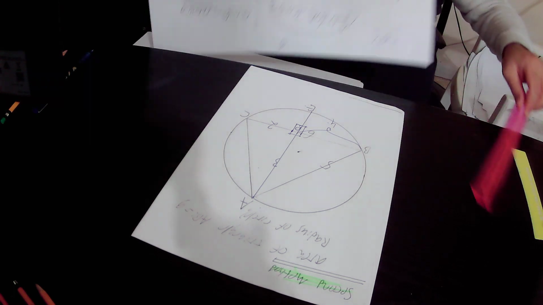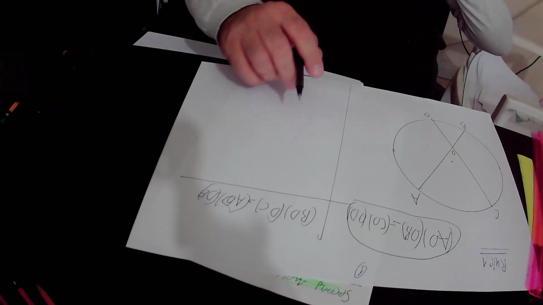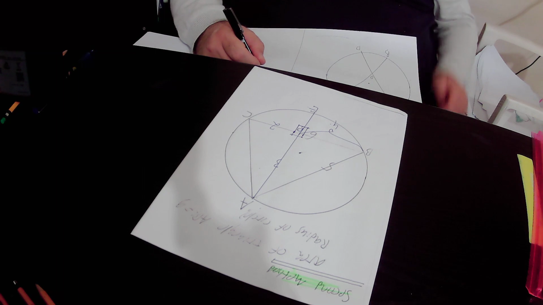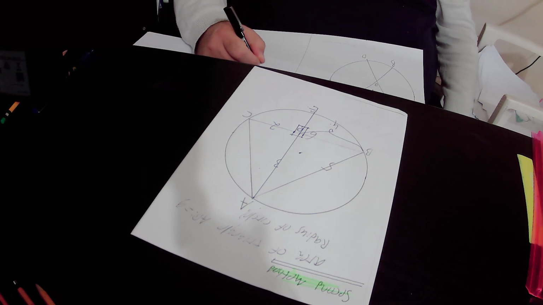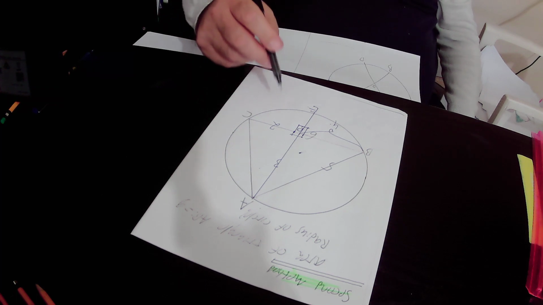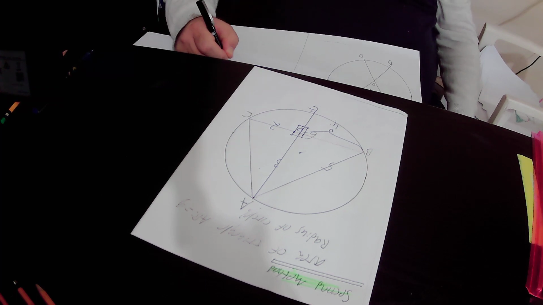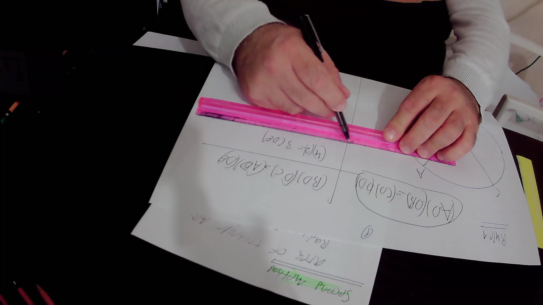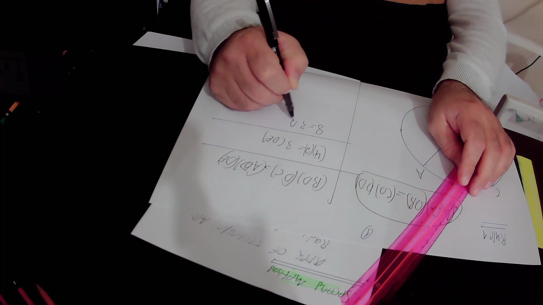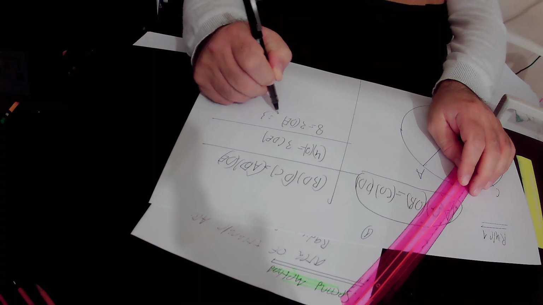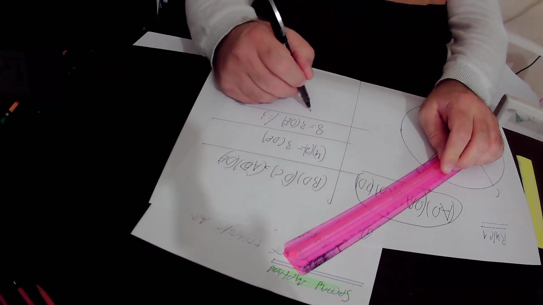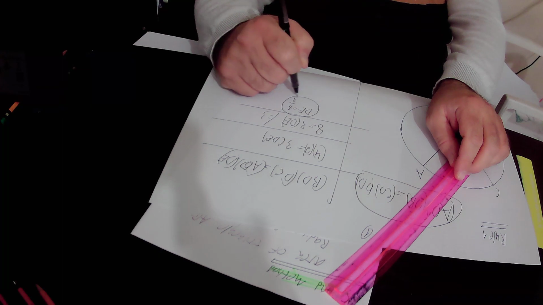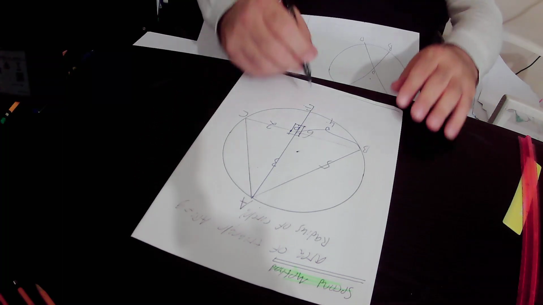Again, BD times DC equals AD times DE, so BD is 4, DC is 2, and it is equal to AD is 3, and DE is the missing line segment. So in conclusion, 4 times 2 is 8, so 8 equals 3 times DE. Here we divide this equation by 3 and we'll get that DE equals 8 over 3.